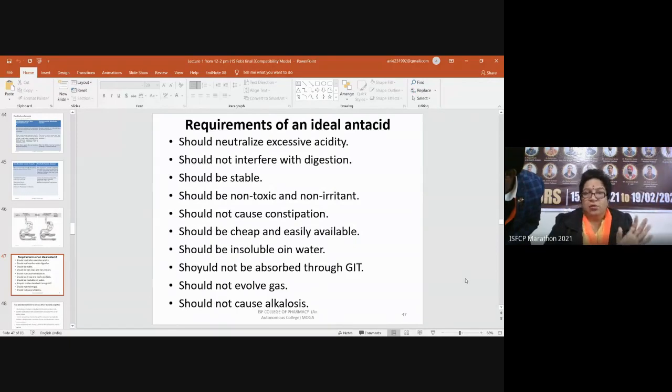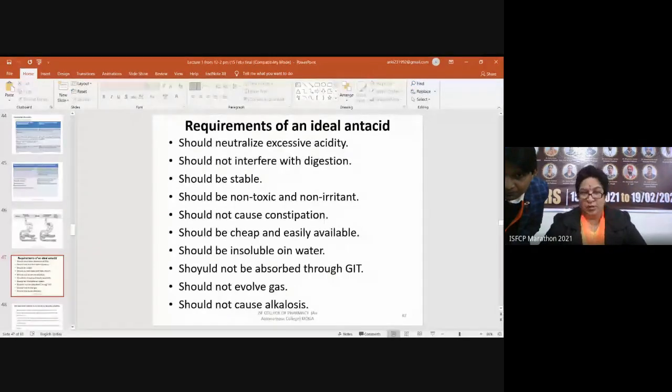It should be stable. Number 4, it should be non-toxic and non-irritant. अगर toxicity cause कर देगी या और अगर irritation cause करेगी, then what is the fun of taking such type of medication? Then it should not cause constipation also.